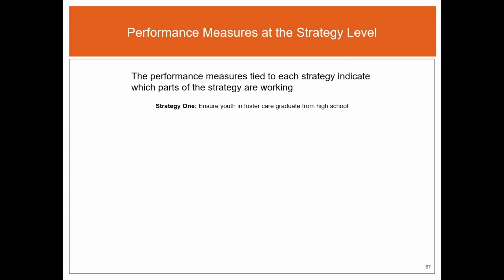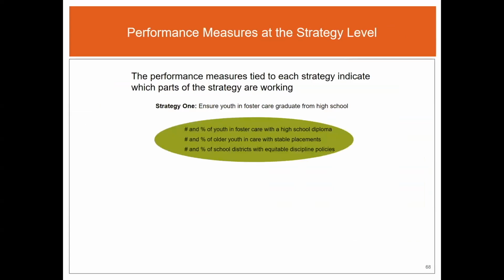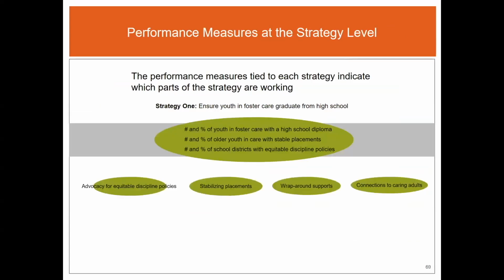Another way to think about this is once you're clear about your better off and difference made measures, you can begin to add additional measures about your strategy. How much do we need to do? How well do we need to do it? And one way to do that is to break a strategy down into components. So same strategy, same example we've been working here. Strategy to ensure youth in foster care graduate from high school. You see the difference made and better off measures that the group came up with.